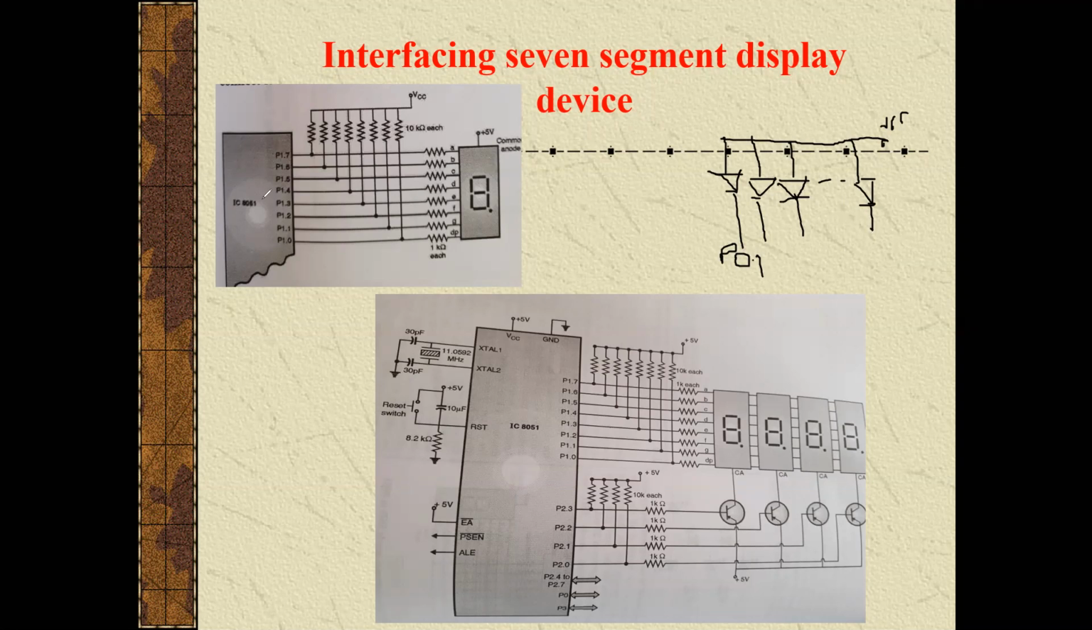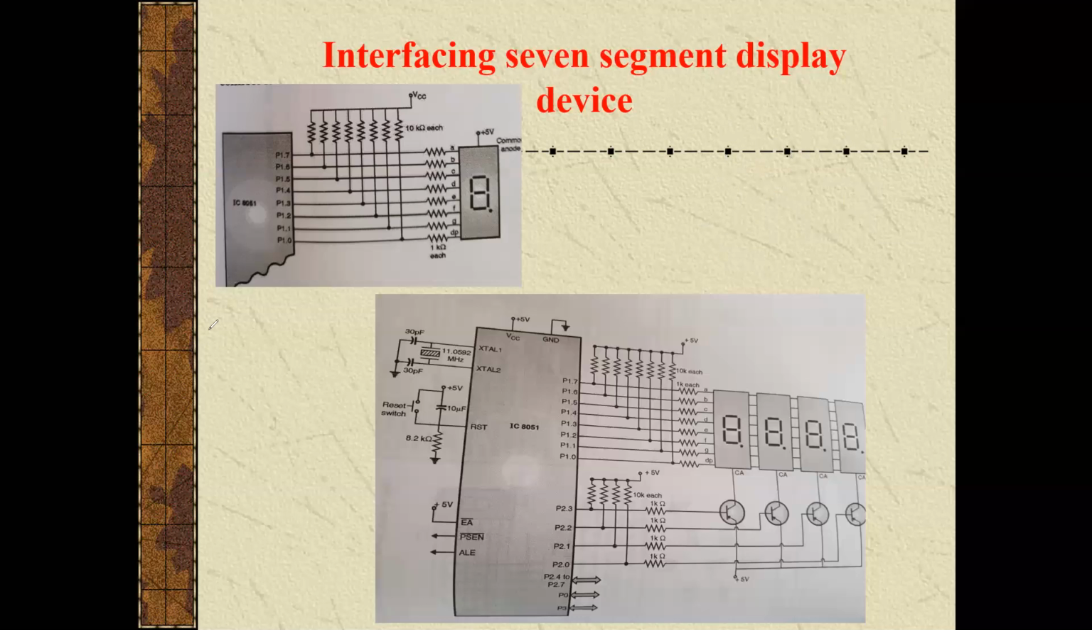In common cathode, what will happen? All the LEDs are given a common pin. In common anode, the anode is connected commonly, while in common cathode, all the cathode terminals are connected to ground and all the anode terminals are connected to the port of the 8051 microcontroller. So what will happen if we connect like that?